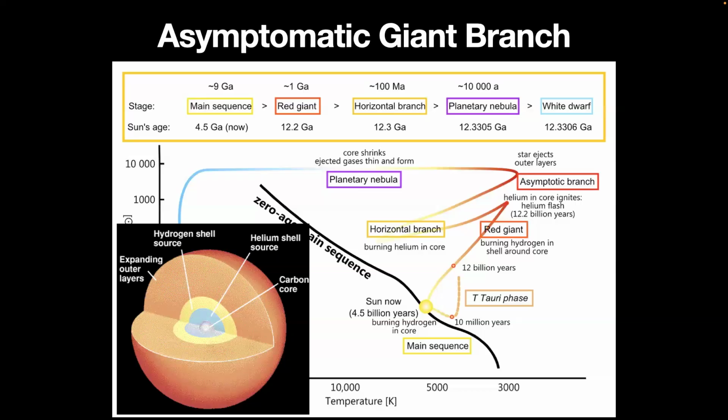phase. So we see here we have the star on the main sequence going up to be a red giant, down to the helium burning core on the horizontal branch, and then we go back up to the asymptotic giant branch right up here.